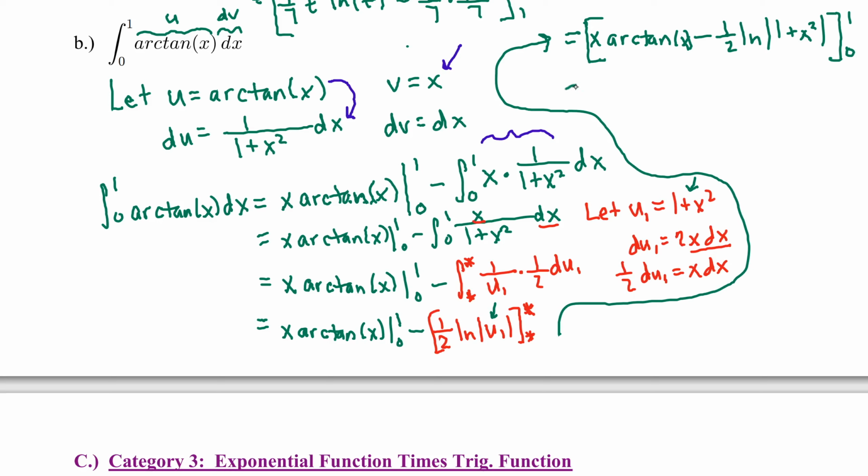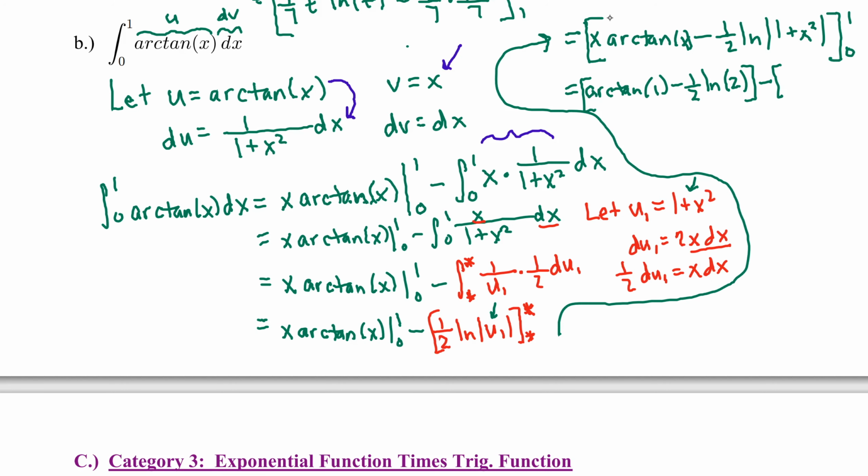So I'm going to begin by plugging 1 in for x. We're going to have 1 times arctangent of 1 minus 1/2 times the natural log of 1 plus 1 squared is going to give me 2. So there is our upper limit plugged in. We're going to subtract the antiderivative evaluated at the lower limit of integration.